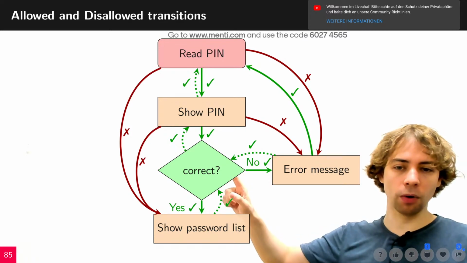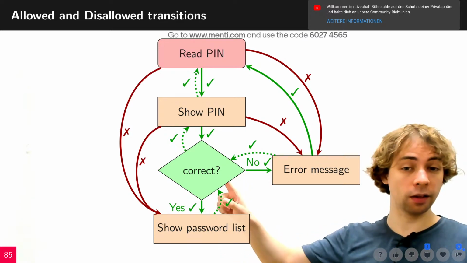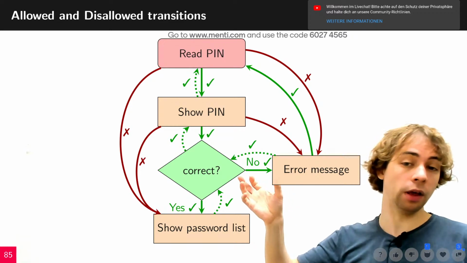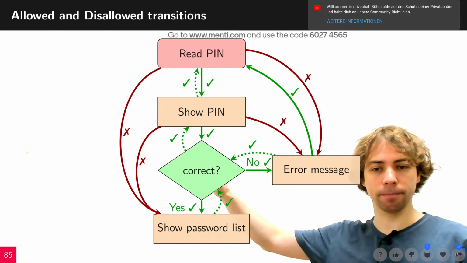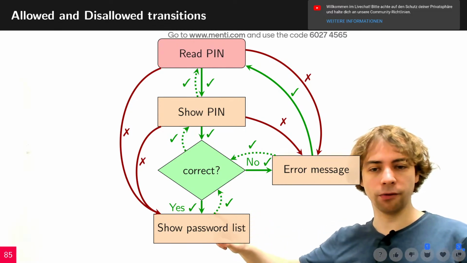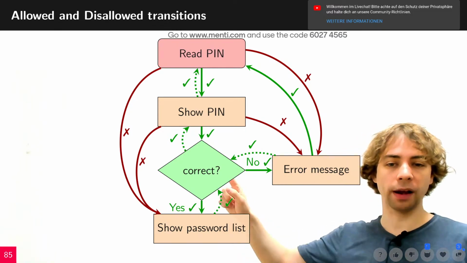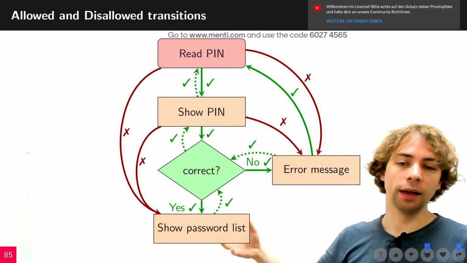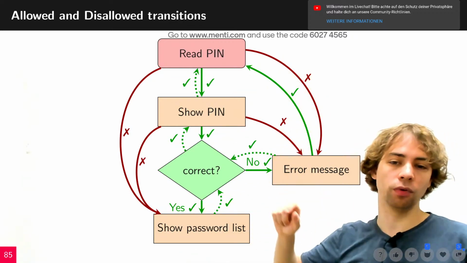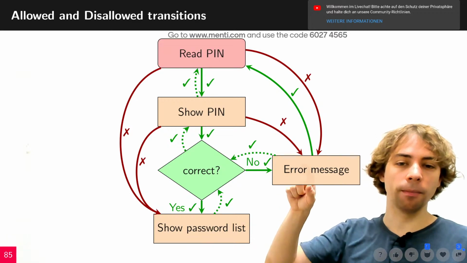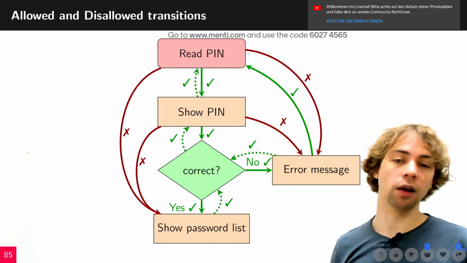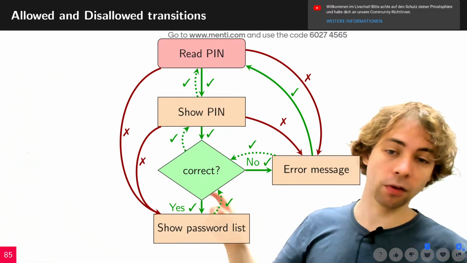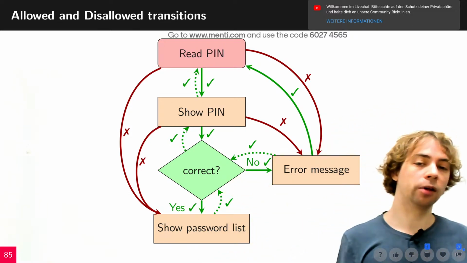From correct, can we go to show password list? Yes. Can we go to error message? Yes, also in the other case. And then from show password list, we can go back to the correct state, but we can also go back or terminate the program. From error message, we actually go back to read pin, so that's the only transition that is allowed from here. Or back to the correct check, because it's a backlink.